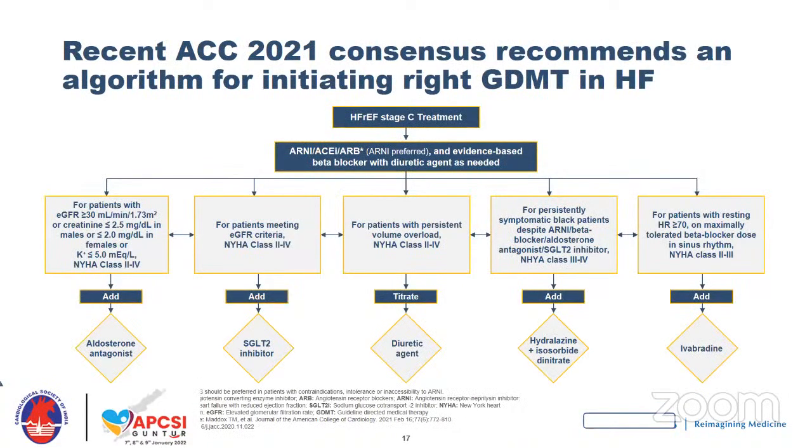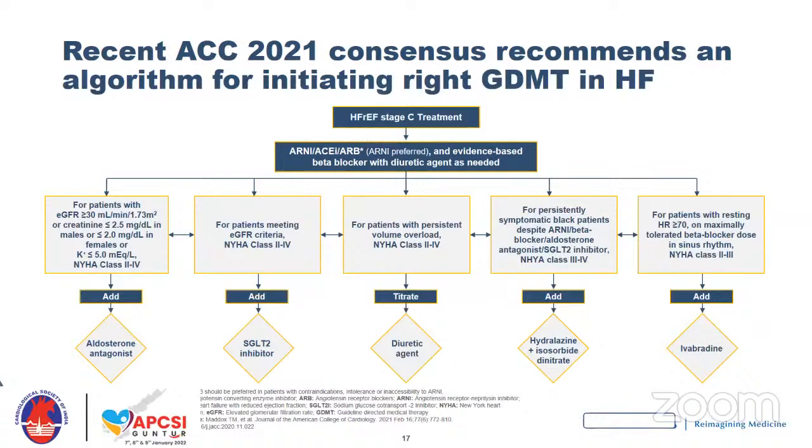This is the algorithm recommended by the ACC 2021 consensus for initiating GDMT in heart failure patients. For patients with an eGFR of more than 30, you can add an aldosterone antagonist. For patients meeting the same eGFR criteria, we add SGLT2 inhibitors and then titrate them. If the patients have volume overload, titrate the diuretic dose. For those who have overdiuresis, especially when you are giving SGLT2 inhibitors and the ARNI, try to reduce the dose of diuretic. The key lies in reducing the diuretic dose at the appropriate time.